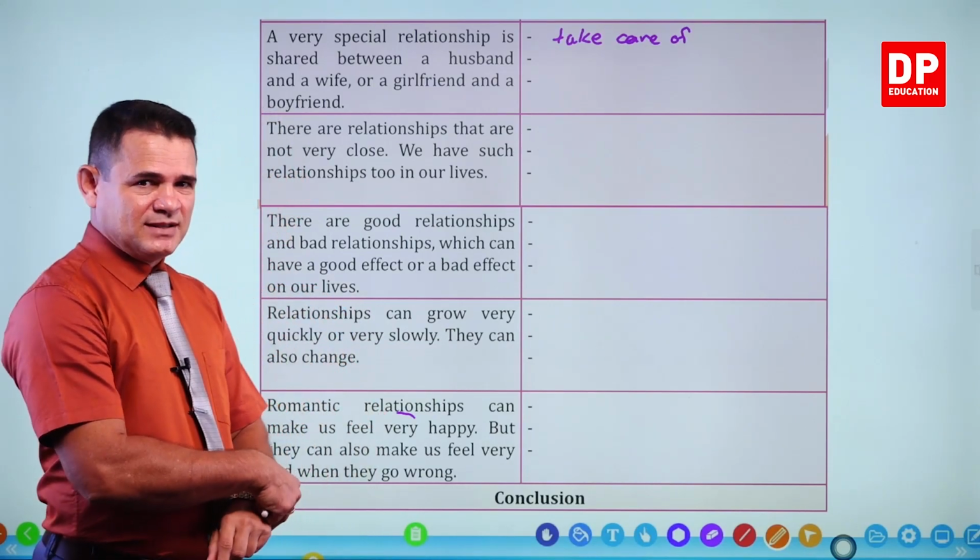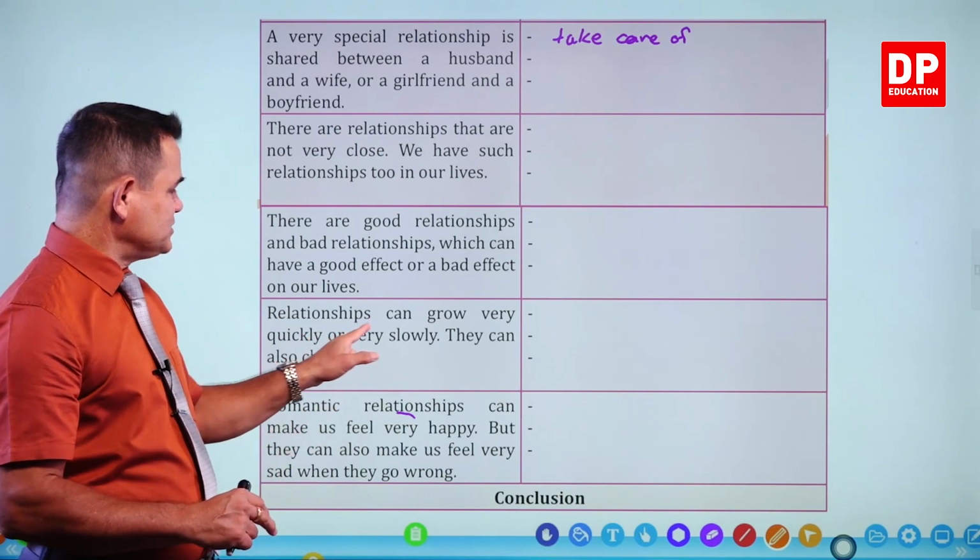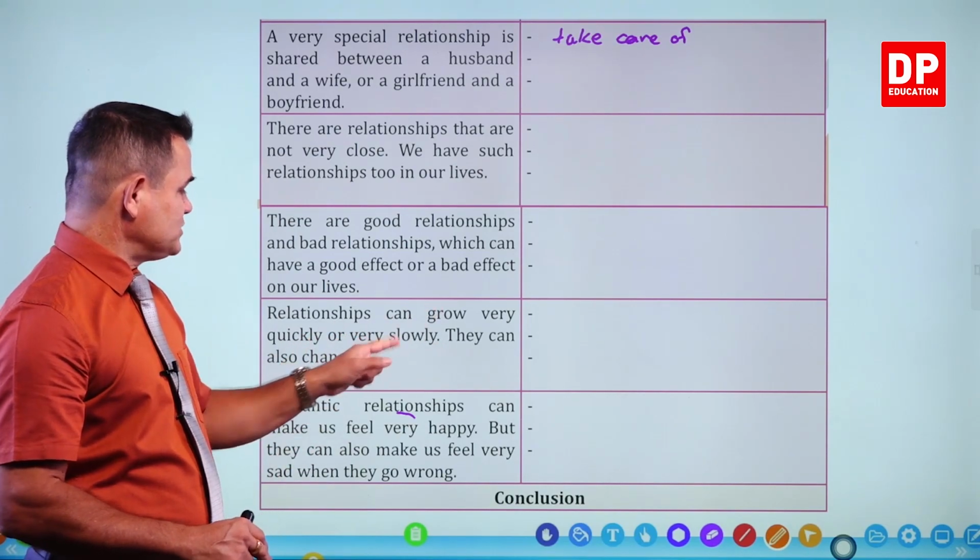And also relationships can grow very quickly or very slowly.